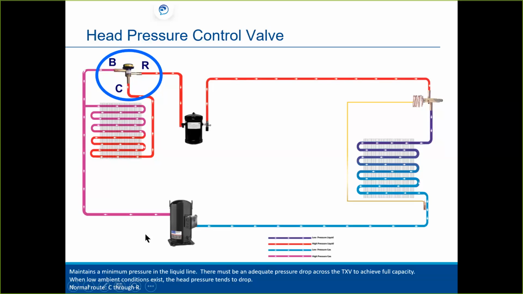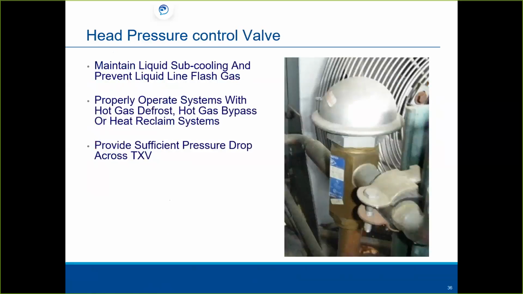It maintains a minimum pressure in the liquid line. There must be an adequate pressure drop across the TXV, as I mentioned, to achieve full capacity. When low ambient conditions exist, the head pressure tends to drop. The normal route, again, is C through R. This just shows one up close out in the system.